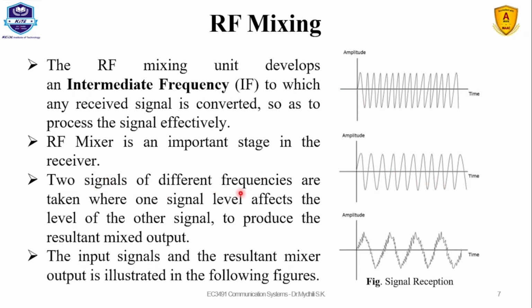Two signals of different frequencies are taken, where one signal level affects the level of the other signal to produce the received signal output. The input signals and the resultant mixer output are shown here. If this is the input signal at a particular frequency and another signal is taken at another frequency, when these two signals are mixed together, an intermediate frequency is generated and produces an output when given to the RF mixer stage.